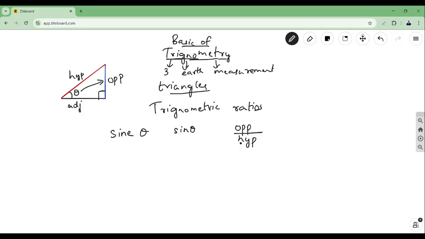These are the basic things that you have to learn. The next one is called cosine theta. Cosine theta is shortly written as cos theta, like this, and that is adjacent by hypotenuse. Next, tangent theta. You will learn more about what tangent is and what cosine is. You will get a much deeper understanding in the subsequent videos.